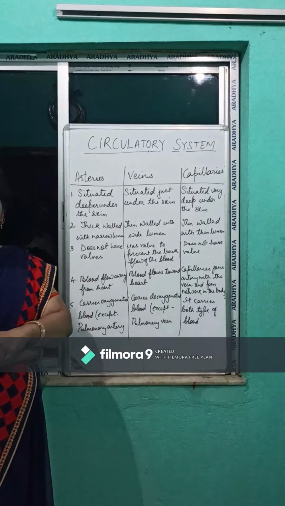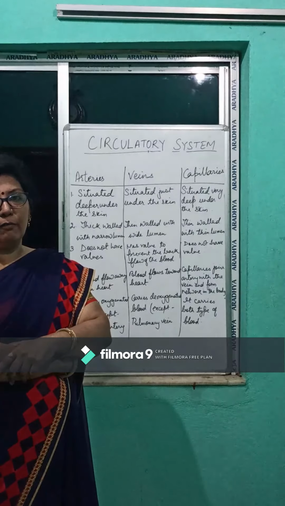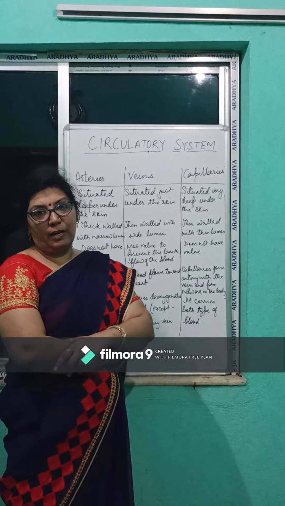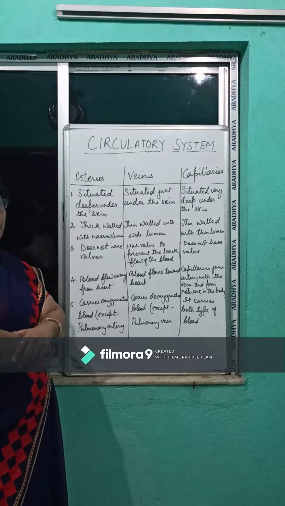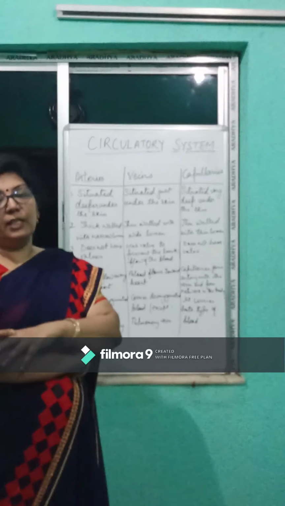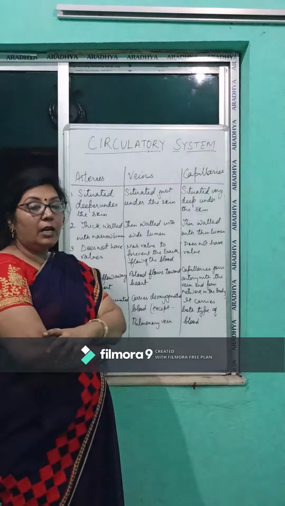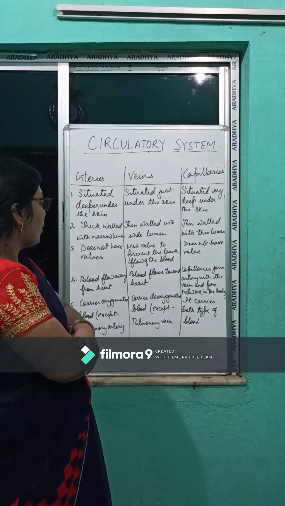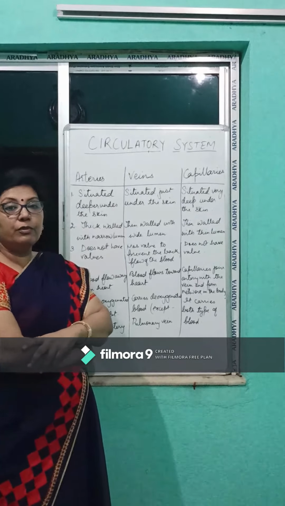Arteries do not have valves, whereas veins have valves to prevent the backflow of the blood, and capillaries do not have valves. Fourth point is, blood flows away from heart in arteries, whereas in veins the blood flows towards the heart. Capillaries join arteries with the veins and form a network in the body.